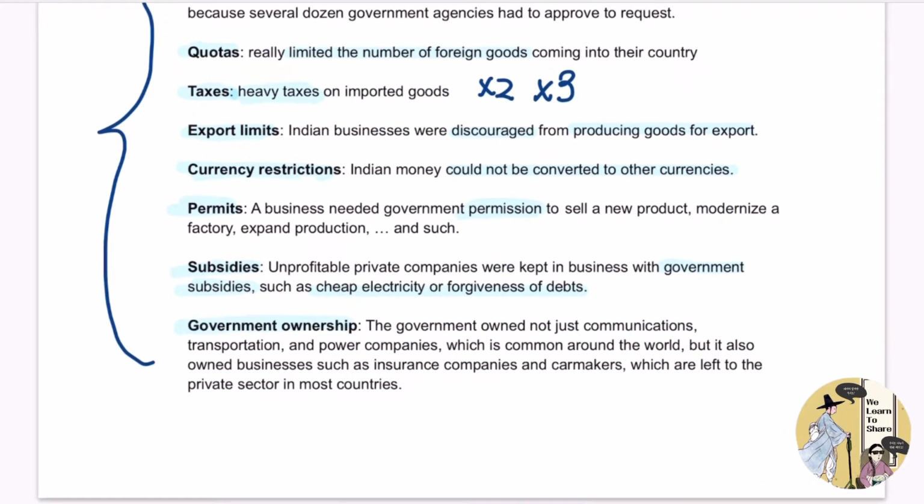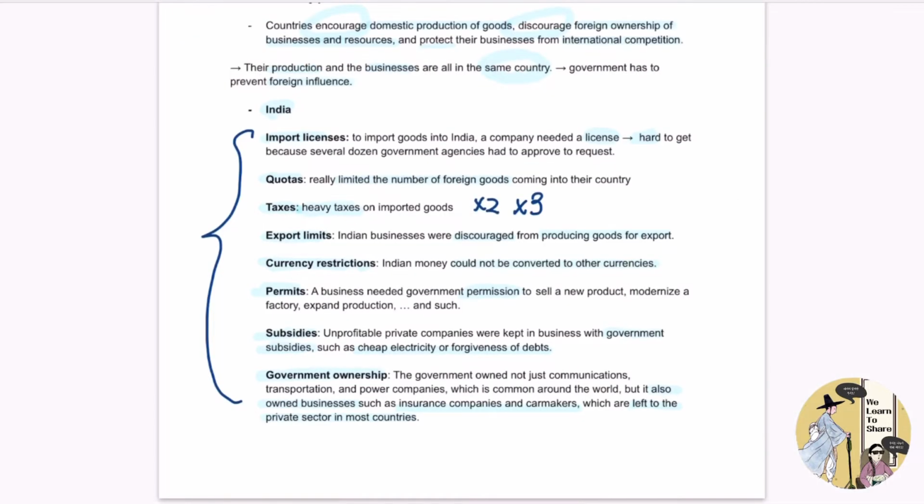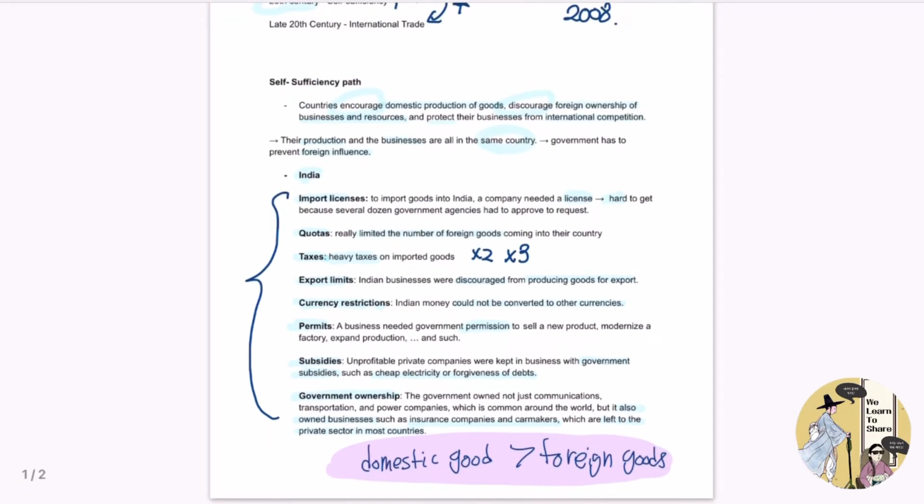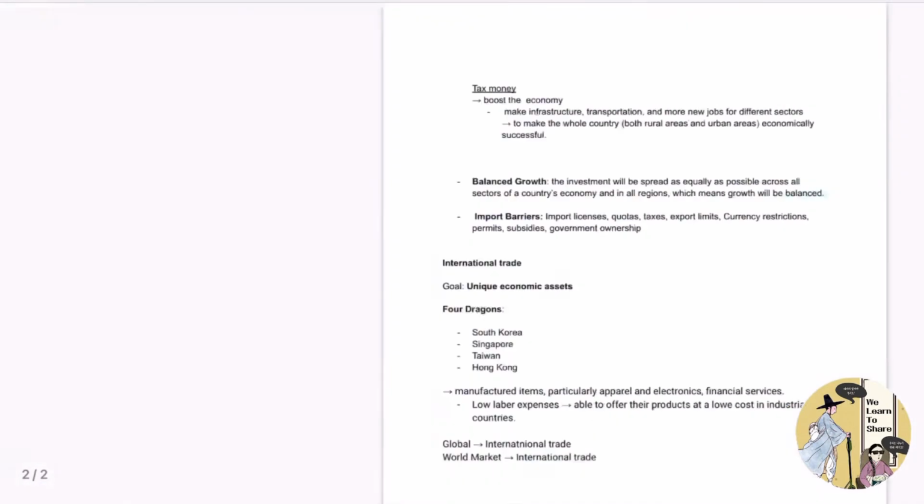Government ownership. The government owned not just communication, transportation, and power companies, which is common around the world, but it also owned businesses such as insurance companies and car makers, which were left to the private sector in most countries. In one sentence, they are trying to make people buy domestic goods rather than foreign goods. This is the main purpose of the self-sufficiency path. This helped India effectively, but they achieved only modest development and did not produce internationally competitive goods.